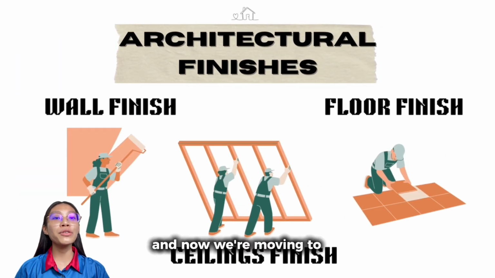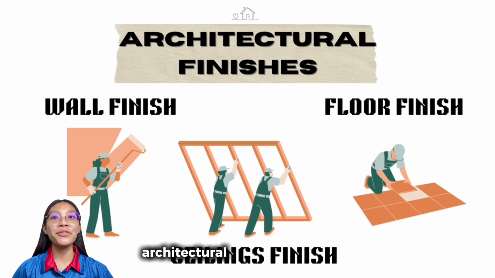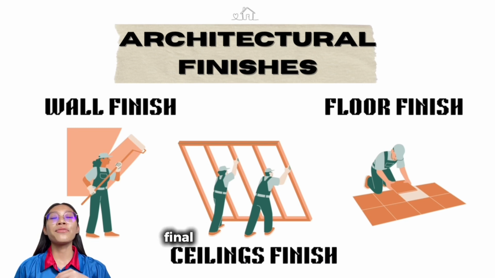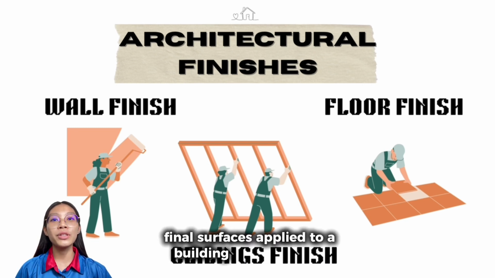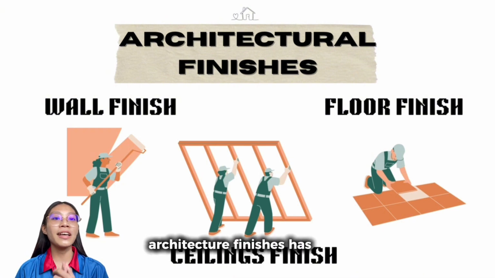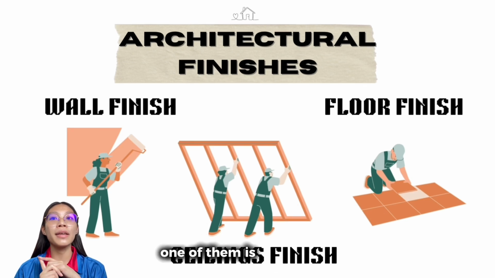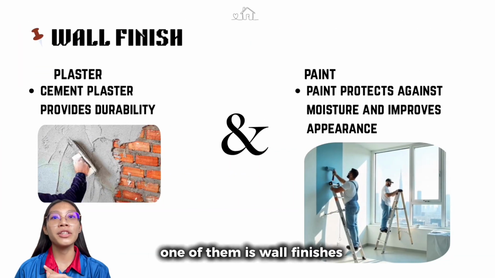And now we're moving to the next part, which is architectural finishes. Architectural finishes refer to the finer surfaces applied to a building to improve its appearance, comfort, and protection. Architectural finishes have three types. One of them is wall finishes.